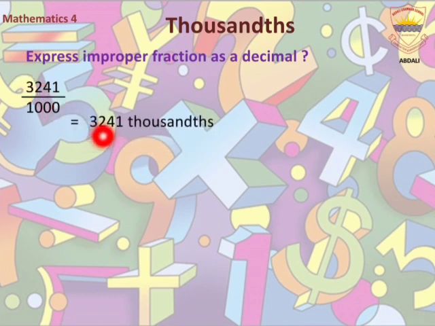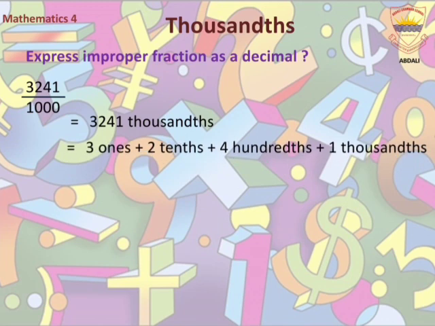We write it with place values. 3241 thousands. Student, here 3 is at ones place, 2 is at tens place, 4 is at hundreds place, and 1 is at thousands place. Firstly, we write the number with its place values.